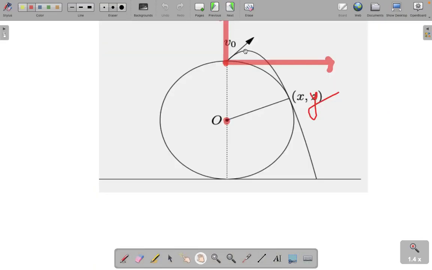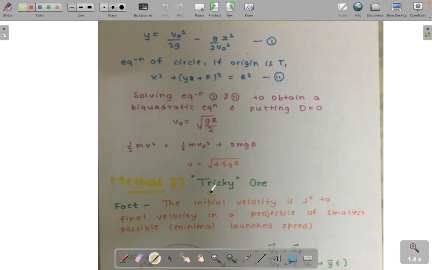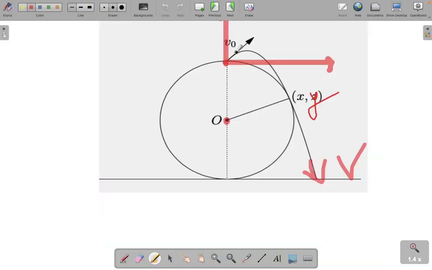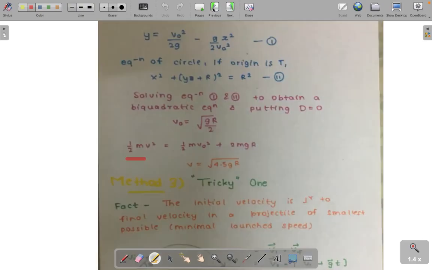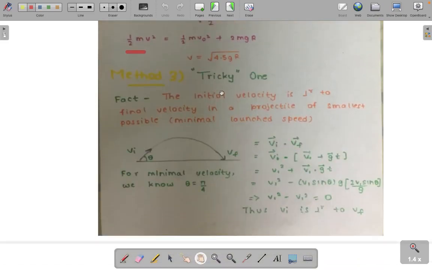So by reversing the process, we have to find the velocity with which the cannonball is hitting the ground, that is velocity V. So on conservation of mechanical energy, we get the final velocity, considering the ground to be the reference frame of potential energy. So half m V square is equal to half m V naught square, and the potential energy at this point would be 2 mgr. So on solving it again, we get V is equal to 4.5 GR. So now proceeding towards a tricky solution.